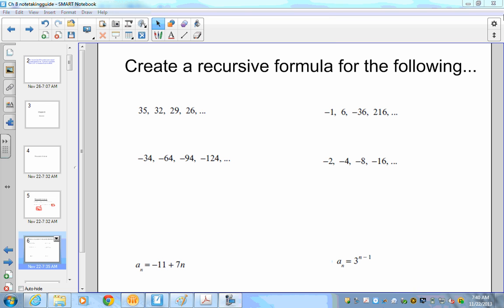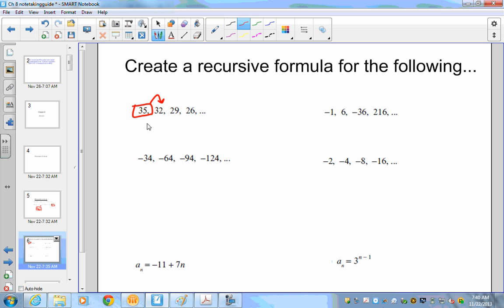Okay, in this next screen, we are giving a couple examples, and we're going to try to find the recursive formula. So let's start with this very first one. We have 35, 32, 29, 26. What exactly are we doing? Let's just focus in on 35 for a second. What exactly are we doing to 35 to get to 32? Well, we are subtracting 3. Are we doing the same to get this? Yes, subtract 3. Okay, good. So we are constantly subtracting 3.